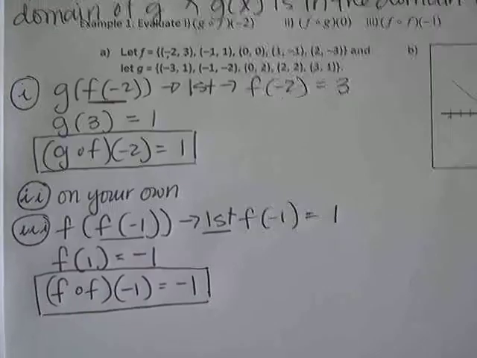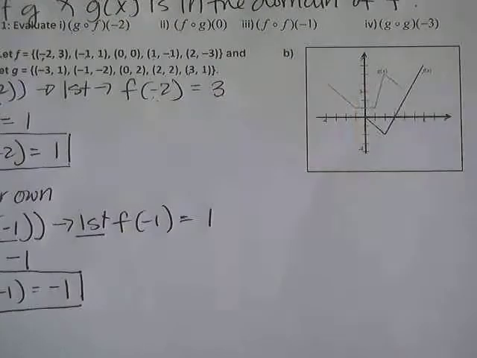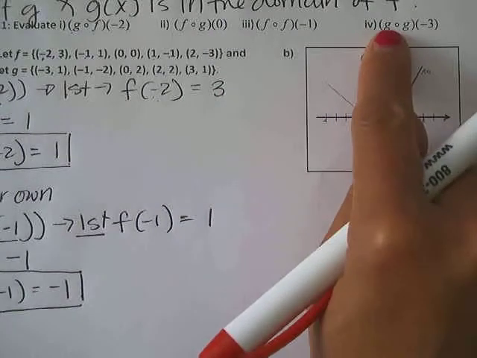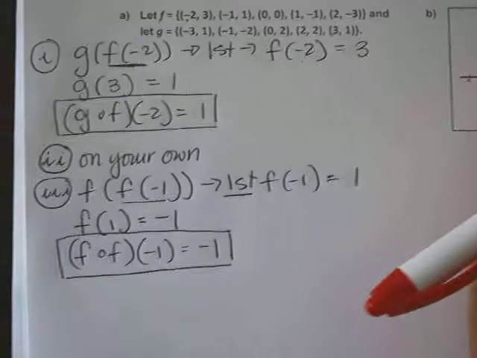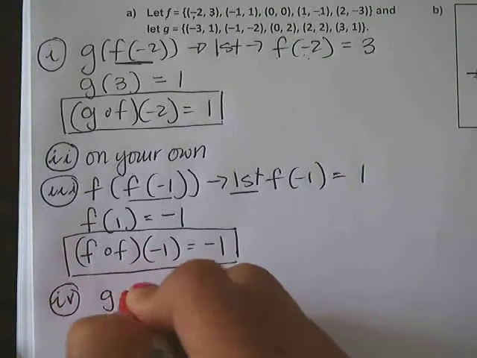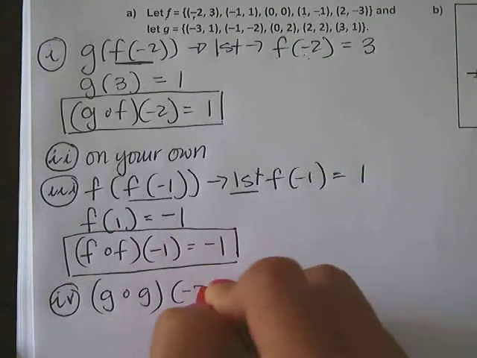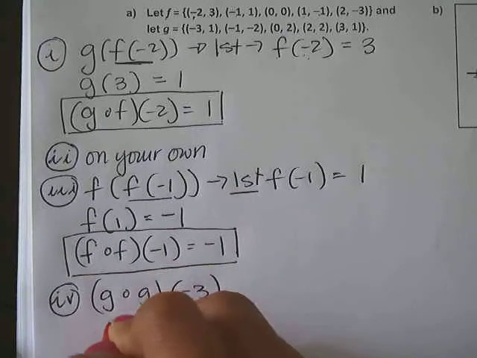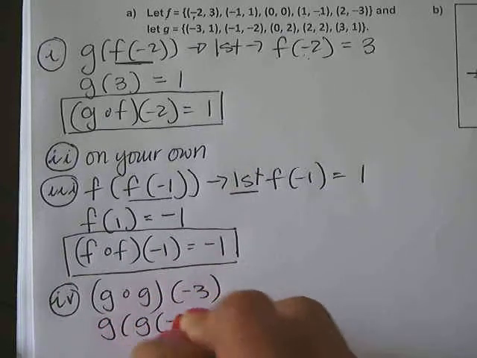Okay, then now let's go do 4i. And if you remember, 4i says do g of g of negative 3. Okay, so here we go. 4i, g of g of negative 3. By definition, it's g of g of negative 3.